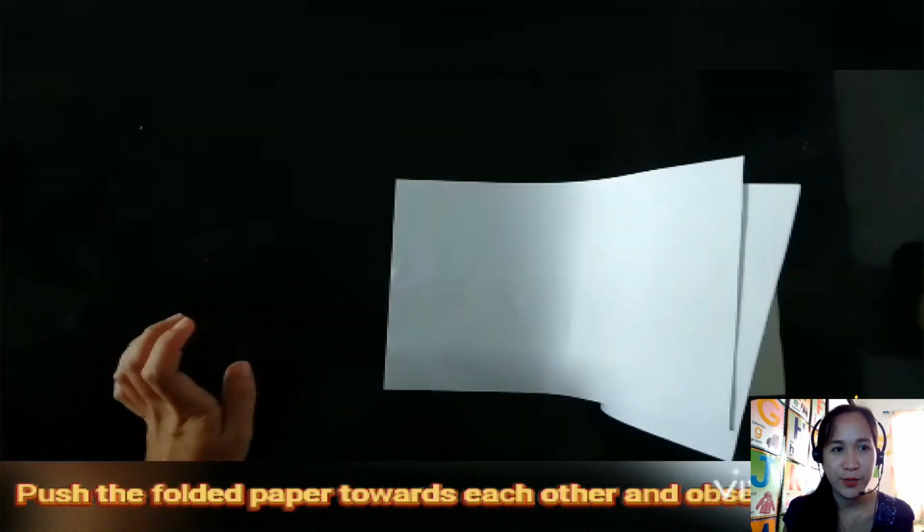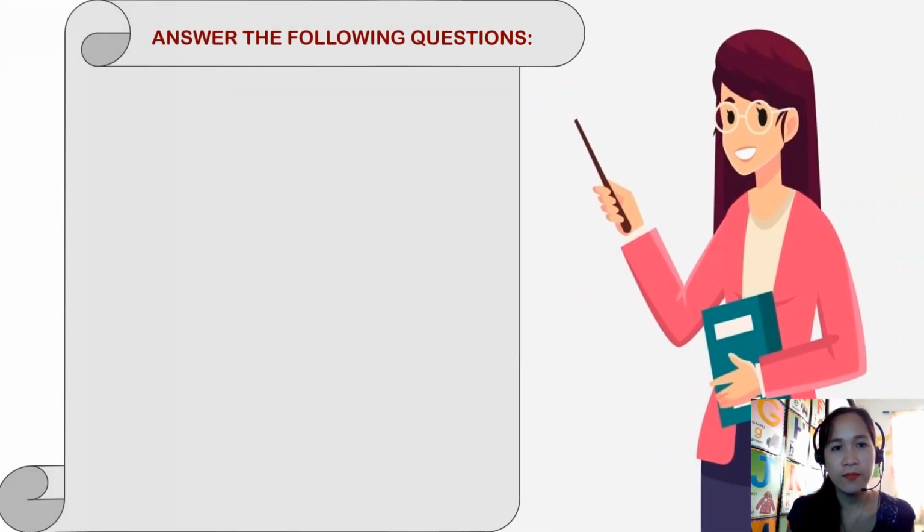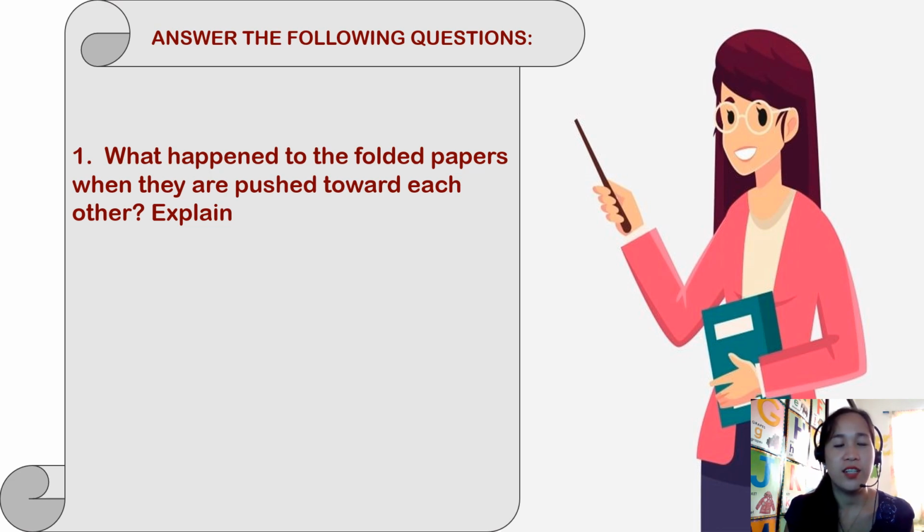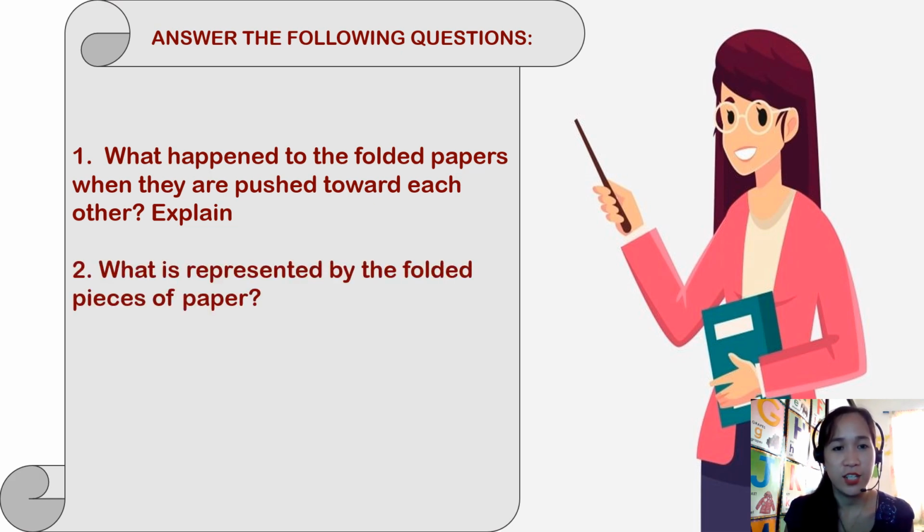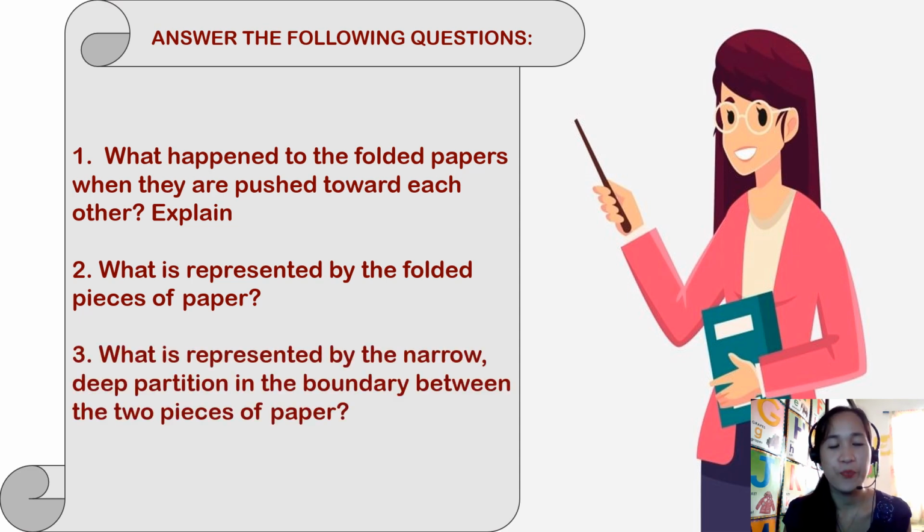Okay, I will give you now the time to do the activity. After that, you are going to answer the following questions. First question, what happened to the folded papers when they are pushed toward each other? And explain. Second, what is represented by the folded pieces of paper? And third, what is represented by the narrow deep partition in the boundary between the two pieces of paper?